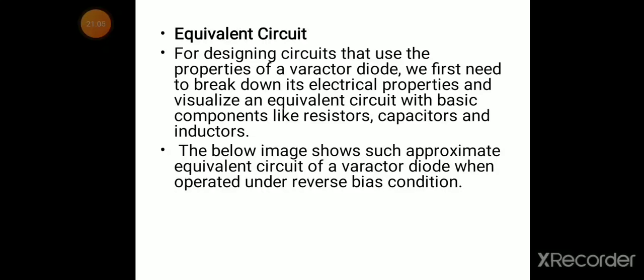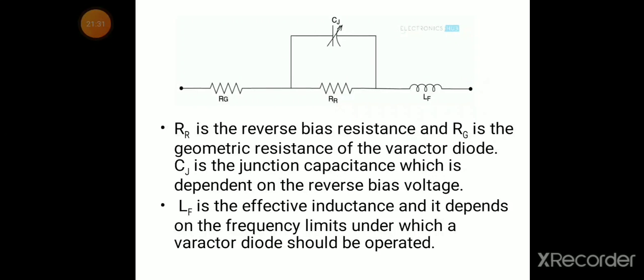Equivalent circuit. For designing circuits that use the properties of a varactor diode, we first need to break down its electrical properties and visualize an equivalent circuit with basic components like resistors, capacitors and inductors. The below image shows such an approximate equivalent circuit of a varactor diode when operated under reverse bias conditions. You can see RG, RR, LF and CJ.